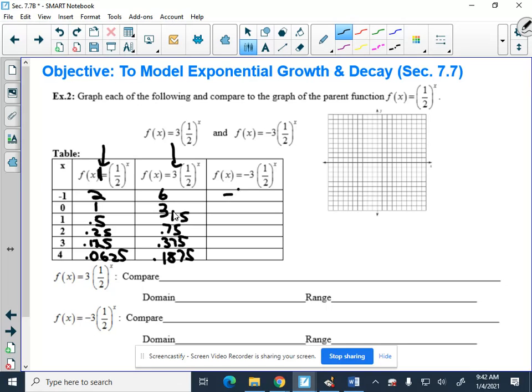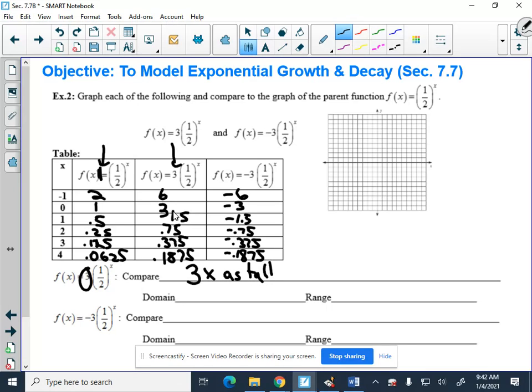So instead of 2, this one's -6. It would be 3 times as much, but then negative. This one would be -3. This one would be -1.5. This one -0.75. This one -0.375. This one -0.1875. All negative. Now, how do we compare those graphs? If we were to graph them, this one with the 3 in front, it's 3 times as tall.